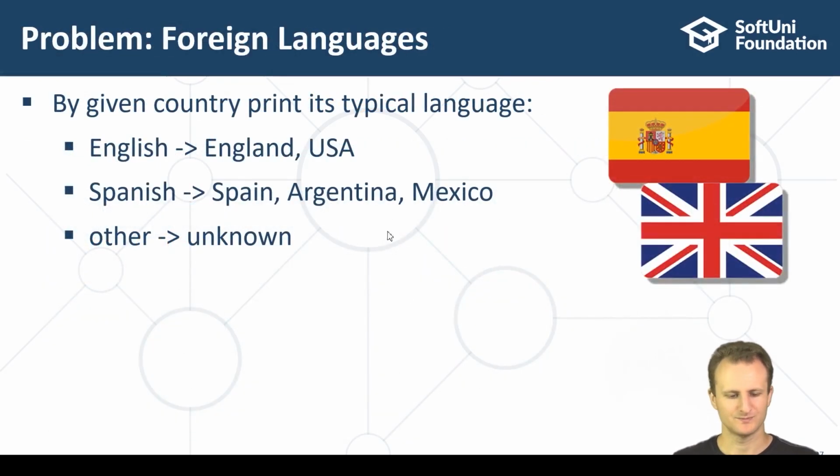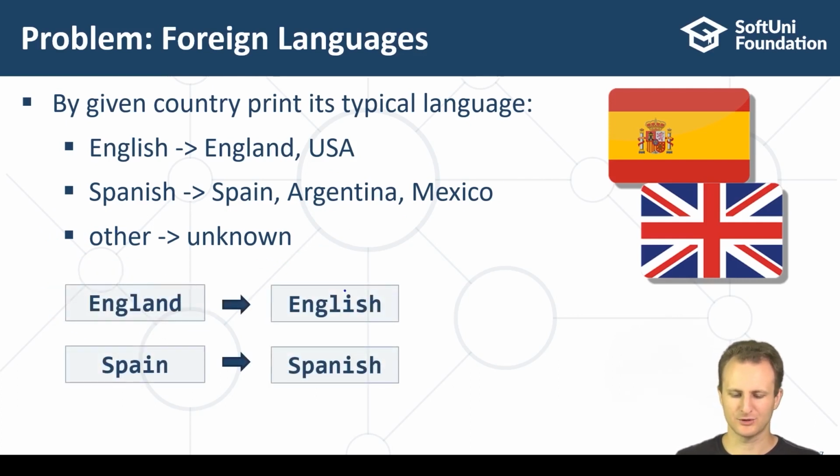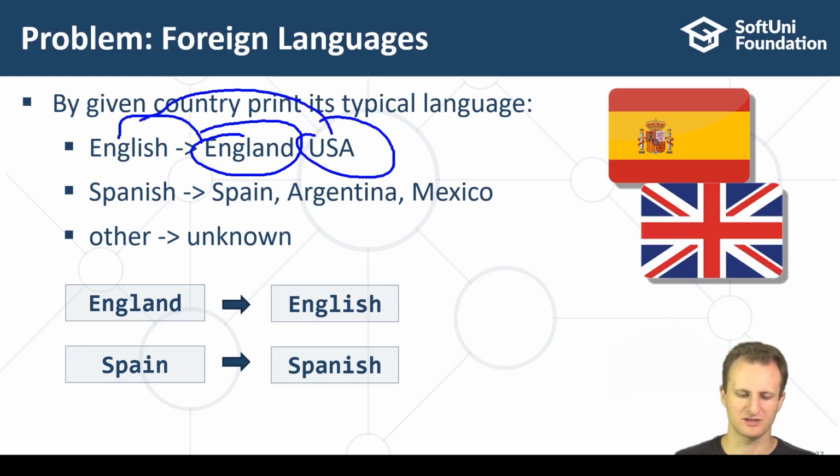Okay, so we have a problem, which is that if we're given a language, we need to print the following countries for that language. For English, we need to print England and USA, and for Spanish, we need to print Spain, Argentina, and Mexico, and for others, we don't know. So if we get England, we should get English. If we get Spain, we should get Spanish. So the description is a bit in reverse of what the input actually is. So we get England and we print English, and we get USA and we print English again.